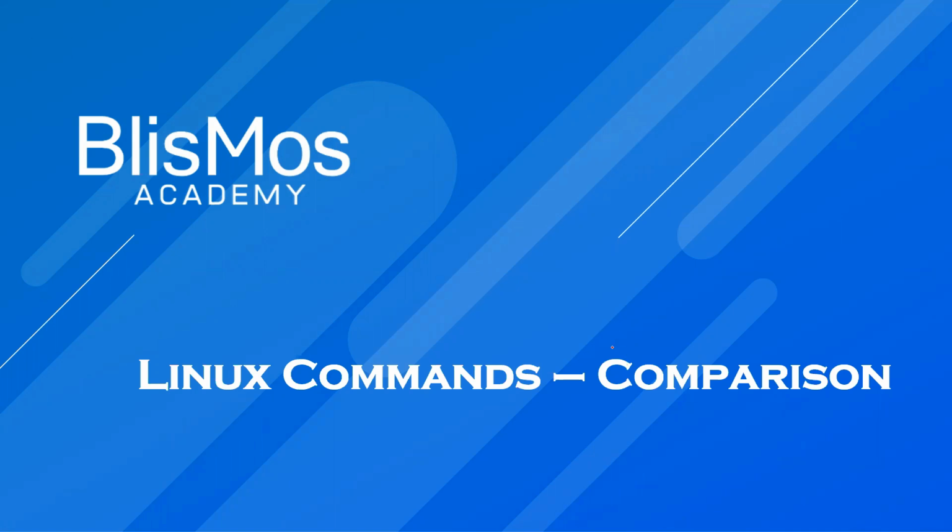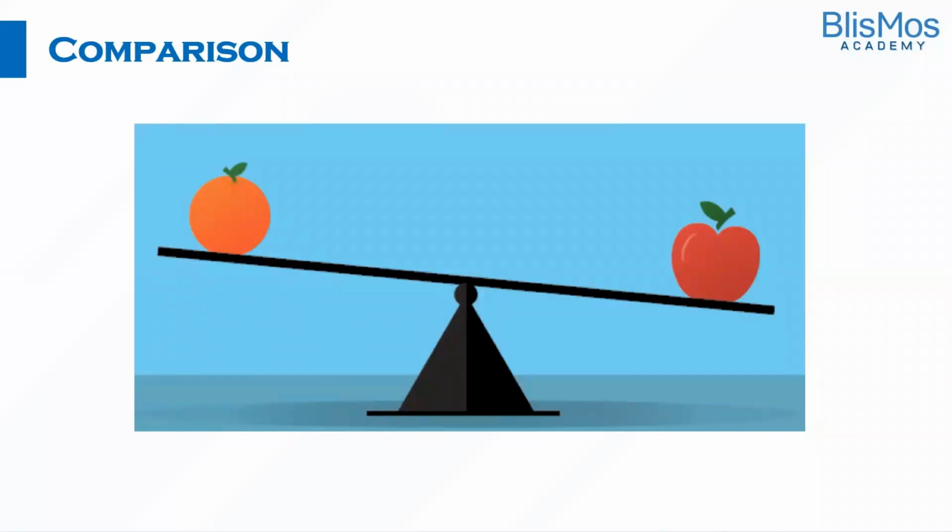As a part of this video, we'll look at comparison commands in Linux. What is this comparison all about? Are we trying to compare apple with orange here? Why do we really need to have a comparison done in Linux? Let us take an example.